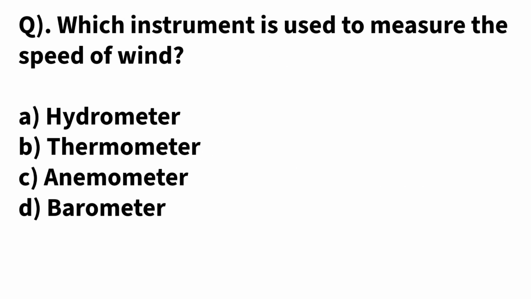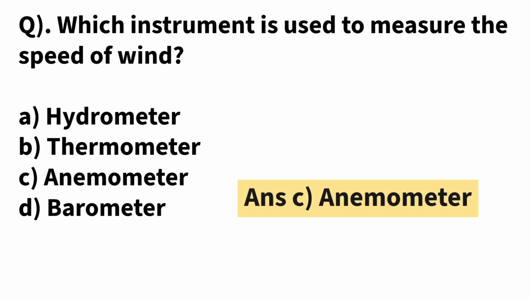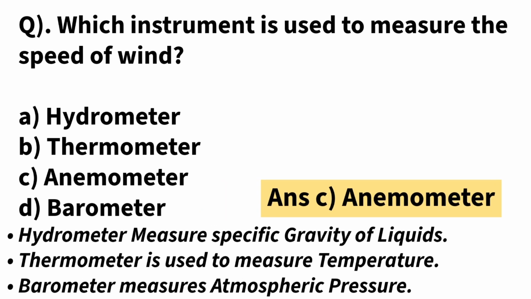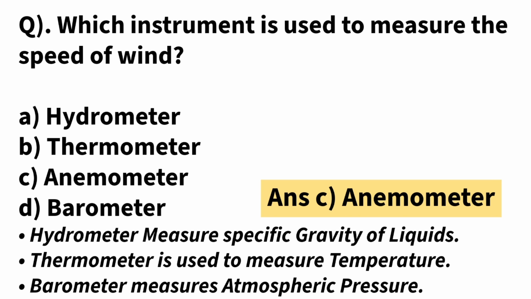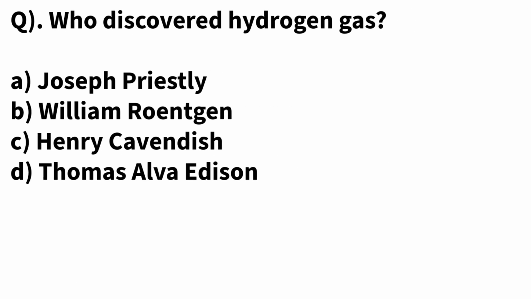Which instrument is used to measure the speed of wind? The answer is option C, anemometer. Hydrometer measures specific gravity of liquids. Thermometer is used to measure temperature. Barometer measures atmospheric pressure.